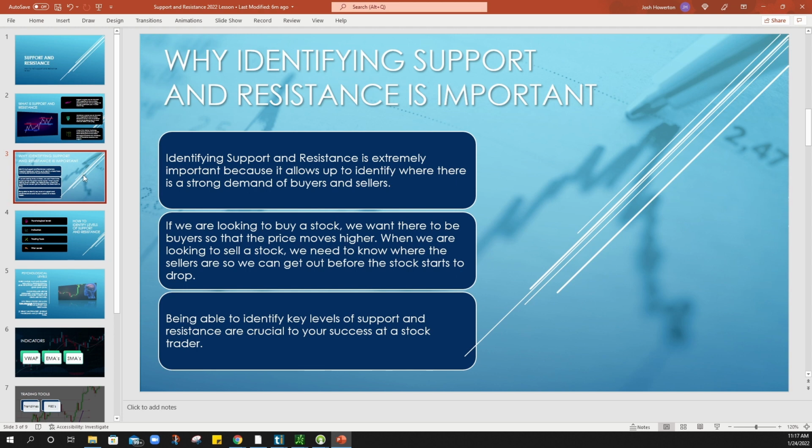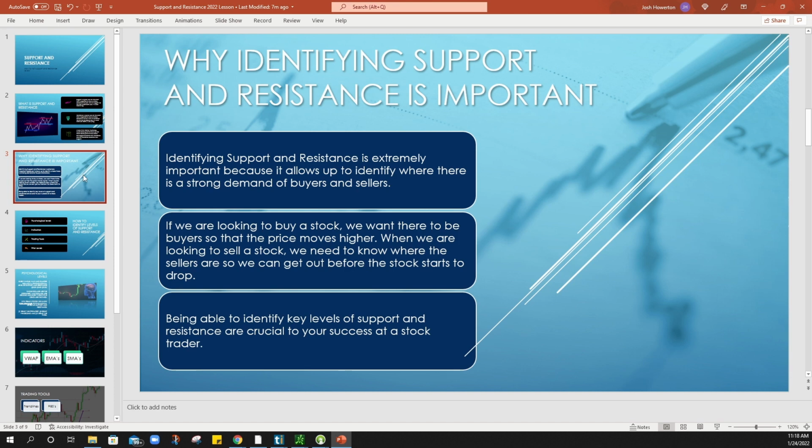So why is identifying support and resistance important? It is extremely important because it allows us to identify where there is a strong demand of buyers and sellers. If we are looking to buy a stock, we want there to be buyers. We want to buy the stock with the intention of it going up. And we know that the only reason why stocks go up is because there's buyers, correct?